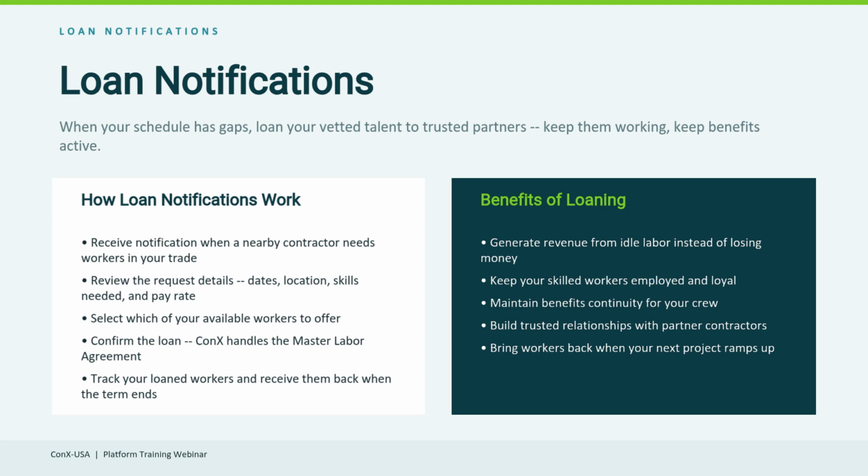Now let's look at the other side, loan notifications. This is how you monetize idle labor instead of losing money. When your schedule has gaps, instead of laying off good workers, you can loan them to trusted partners in your network. Here's how it works. You receive a notification when a nearby contractor needs workers in your trade. You review the details, select which workers to offer, confirm the loan, and ConX handles the master labor agreement.